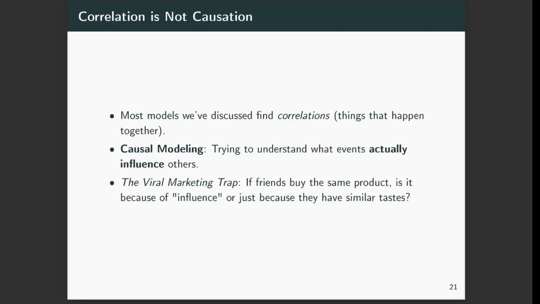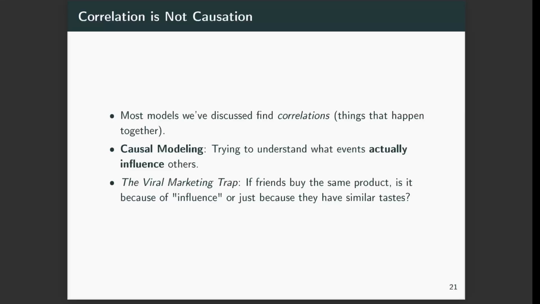These correlations are real and often very useful for prediction, but they do not tell us why things happen. They do not identify cause. The slide gives us a perfect example of why this distinction matters so much in practice. It is sometimes called the viral marketing trap.